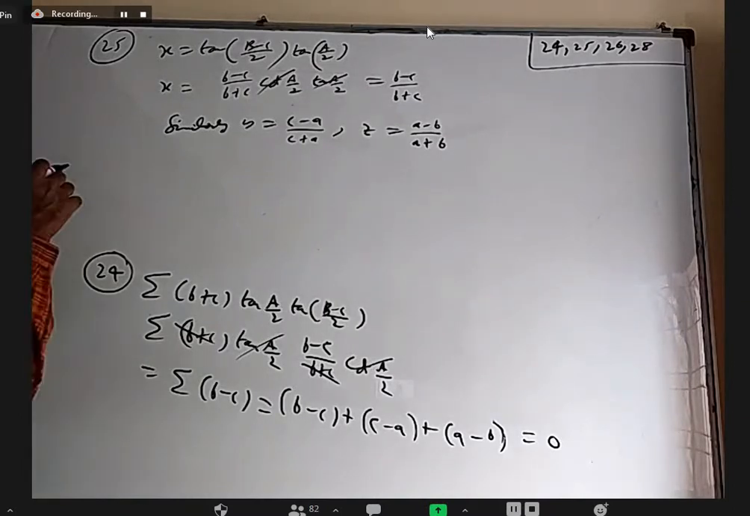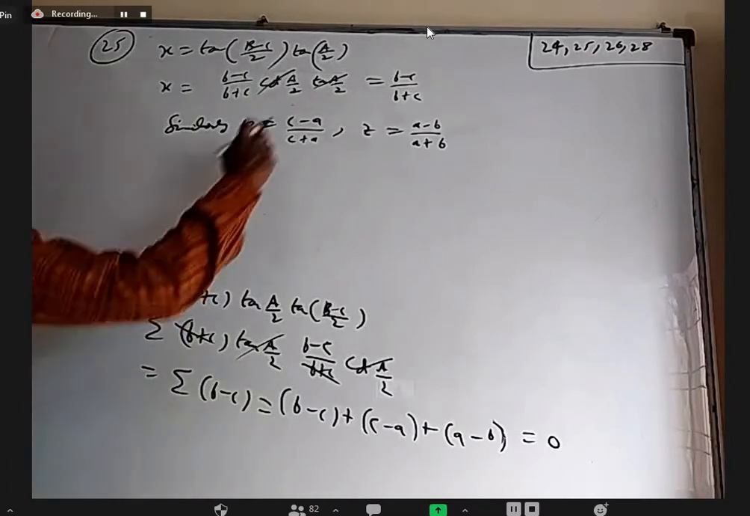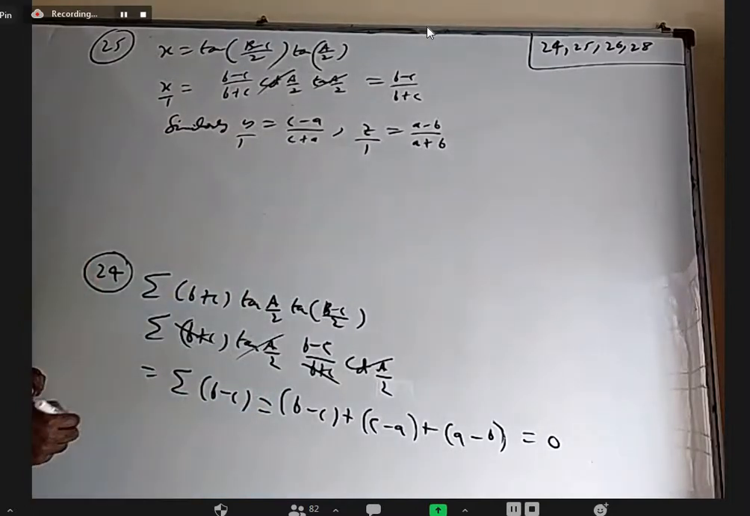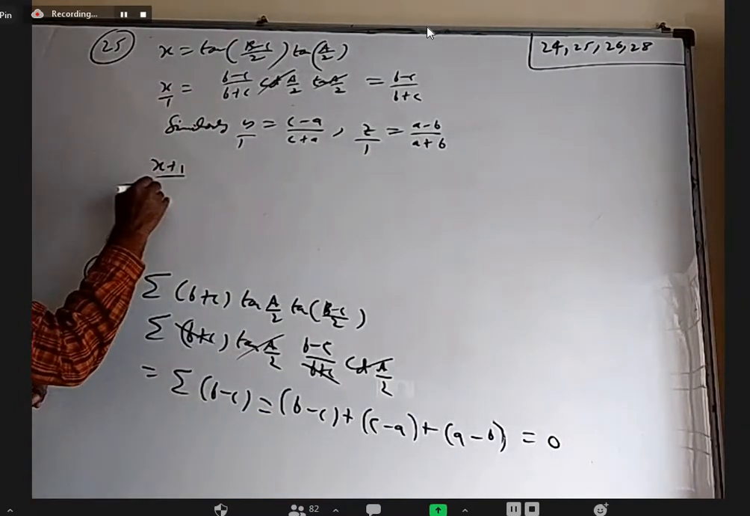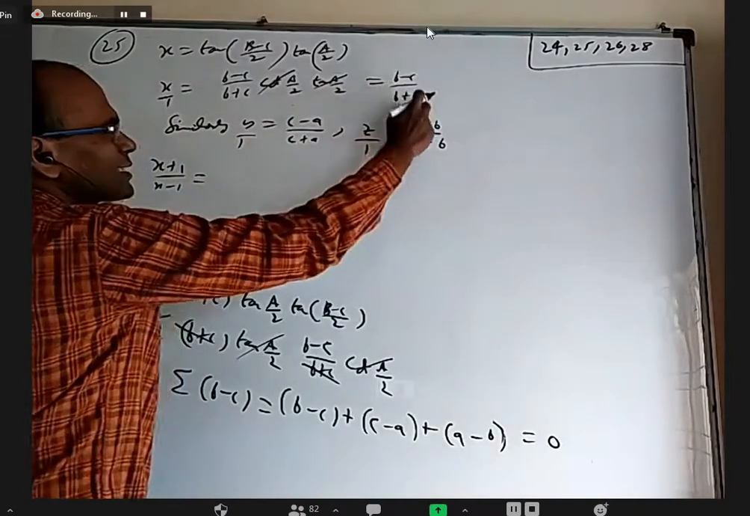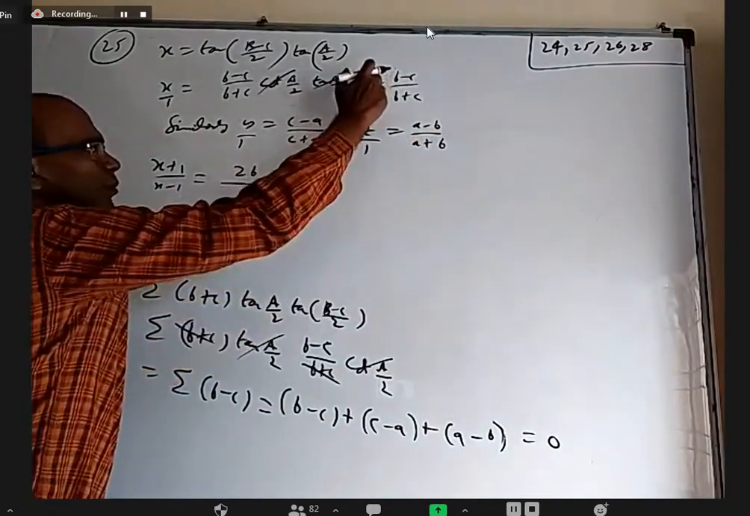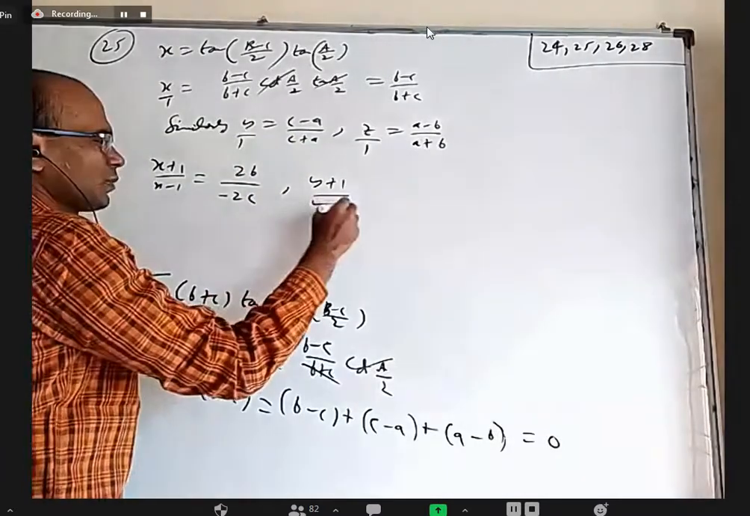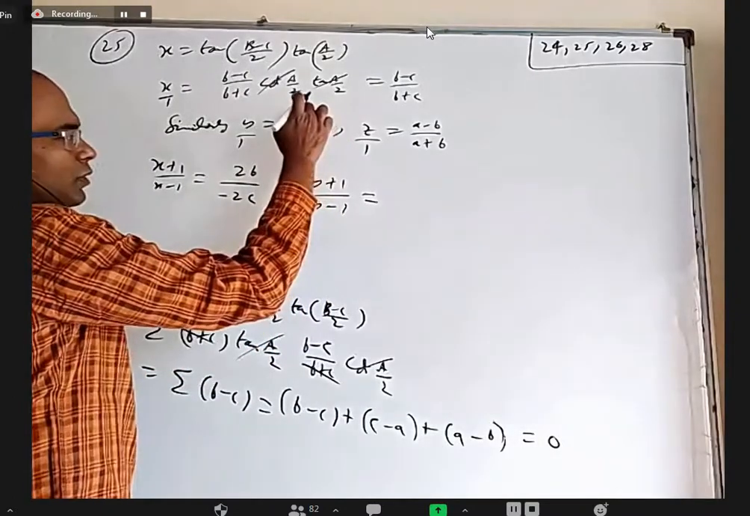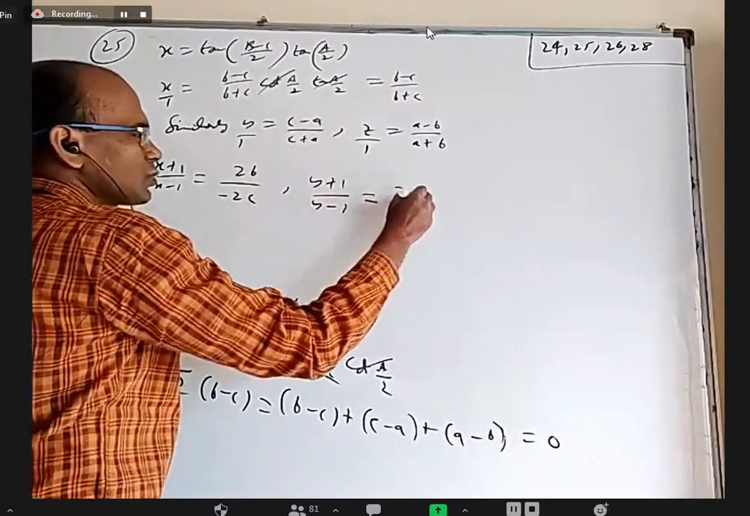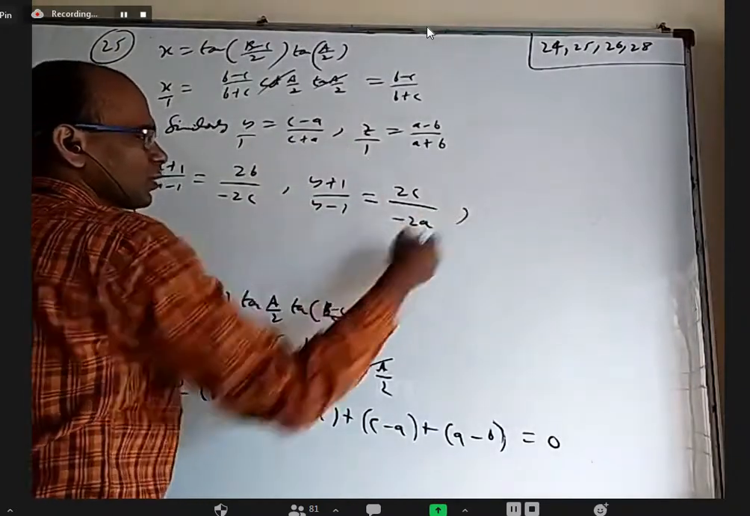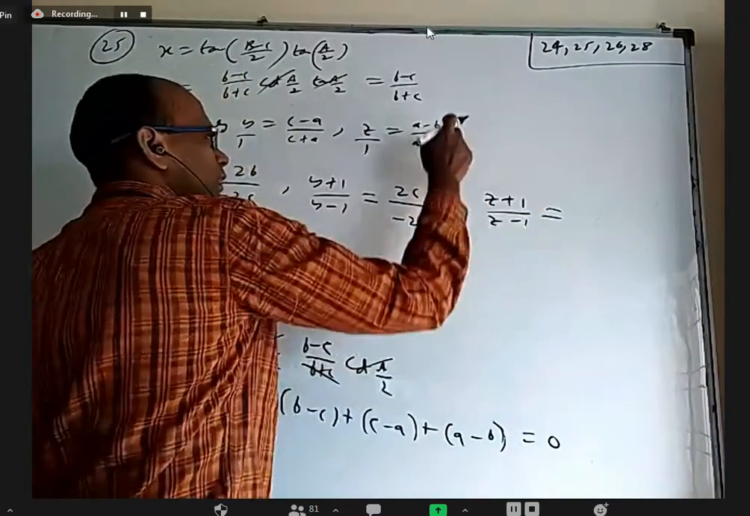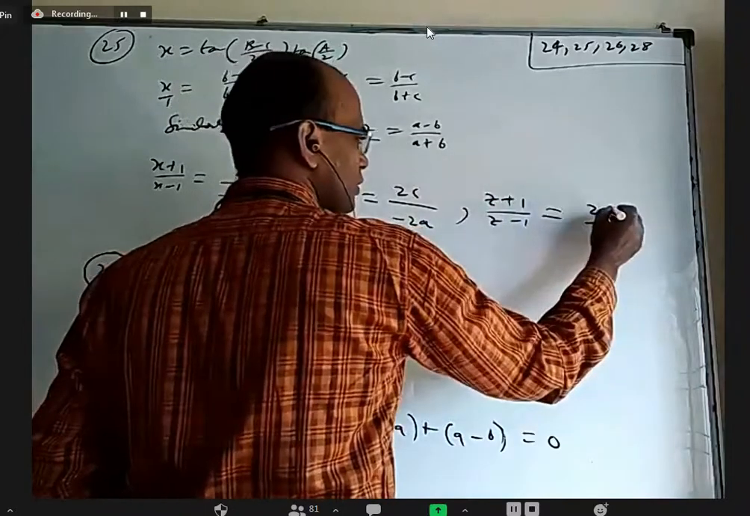I want to apply componendo dividendo. For x, I can write x by 1. For y, I'll write y by 1. For z, I'll write z by 1. If I apply componendo dividendo, I'll get (x plus 1) by (x minus 1): numerator plus denominator is 2b, numerator minus denominator is minus 2c. Similarly, (y plus 1) by (y minus 1): numerator plus denominator 2c, numerator minus denominator minus 2a. Similarly, (z plus 1) by (z minus 1): numerator plus denominator is 2a, numerator minus denominator is minus 2b.